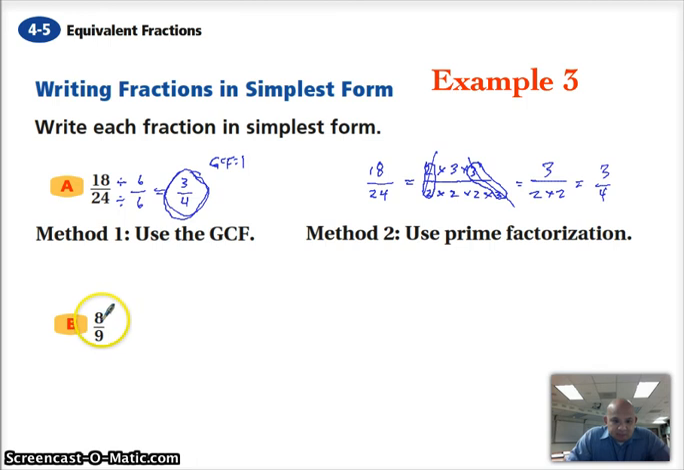Looking at this last example, we're looking at 8/9, writing this in simplest form. I think about factors. What factors do I have of 8? Well, there's 1, certainly it goes into both. 2 goes into 8 but not into 9. How about 4? 4 goes into 8 but not into 9. 8 goes into 8 but not into 9. I've listed all the factors of 8 that I could. It looks like the greatest common factor here is 1. That's what they have in common. Therefore, this is already in simplest form.